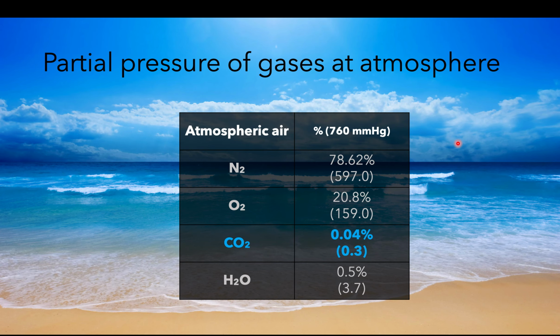Alright, so now before we go further, let's recap on the partial pressure of the carbon dioxide first. So we do know that the carbon dioxide is 0.04% in total. When you add it up per 100, it has 0.04%. But when you count its barometric pressure, it is actually only 0.3 millimeter of mercury.